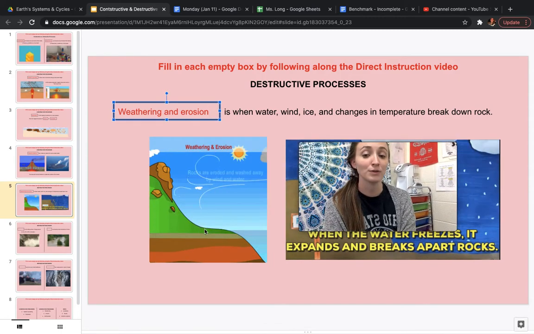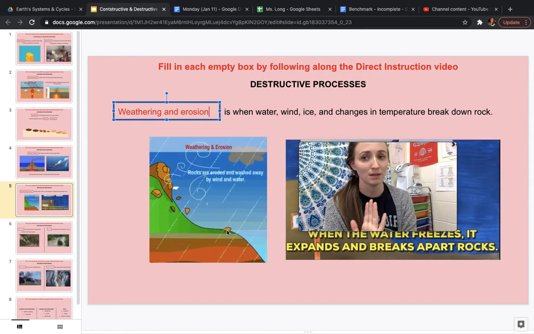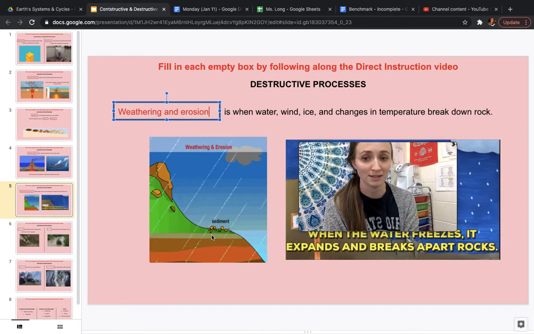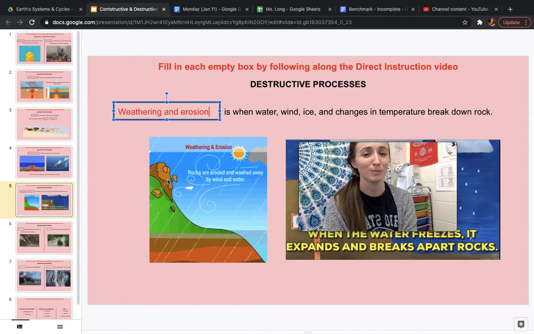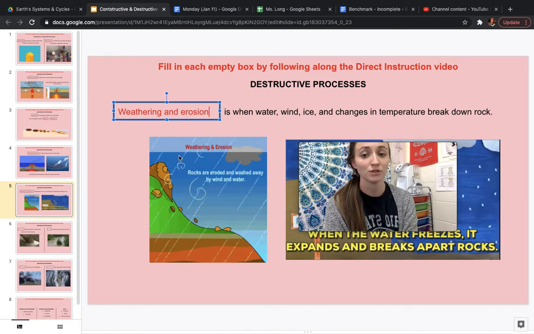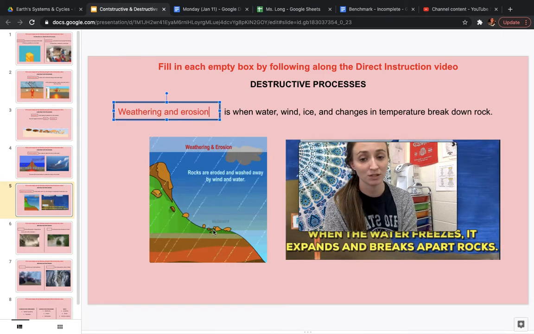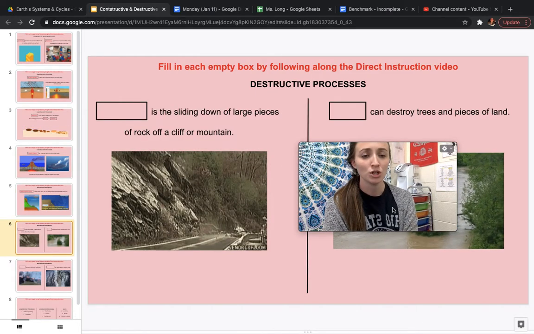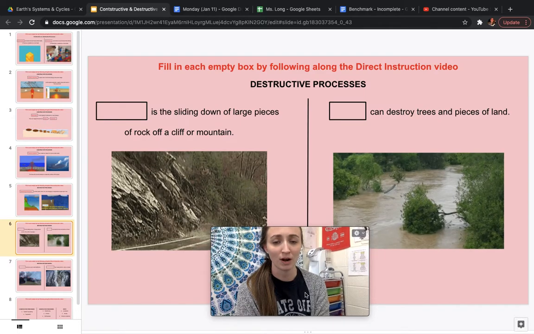Now, whenever that new sediment lands, I know this part can be a little bit tricky. Whenever that new sediment lands, this right here is that deposition. So down here, we have that constructive process happening. But up here, where it's actually breaking, is destructive. So here's destructive, deposition is constructive. Okay, two other destructive processes.